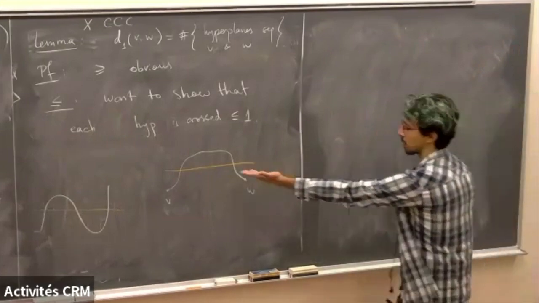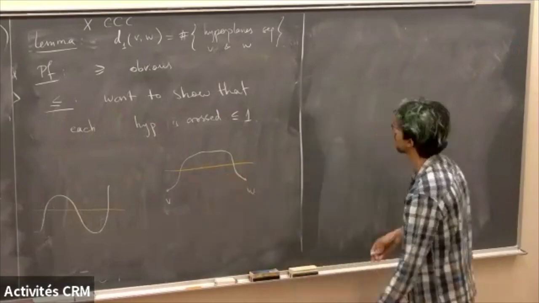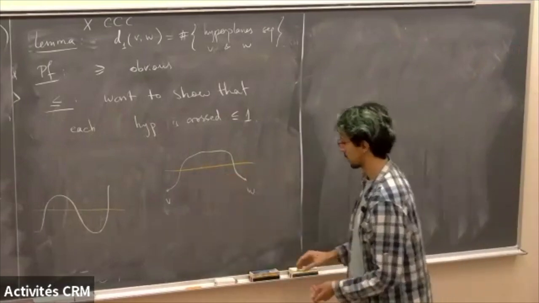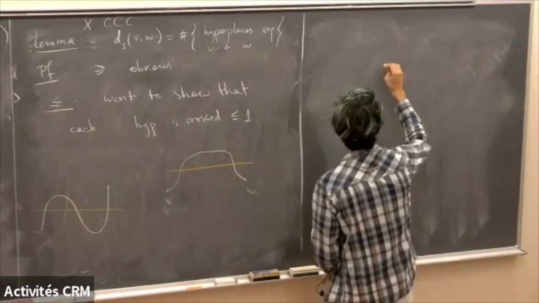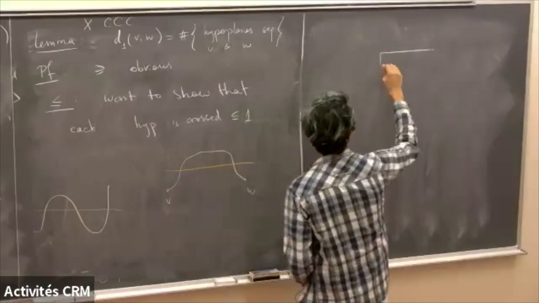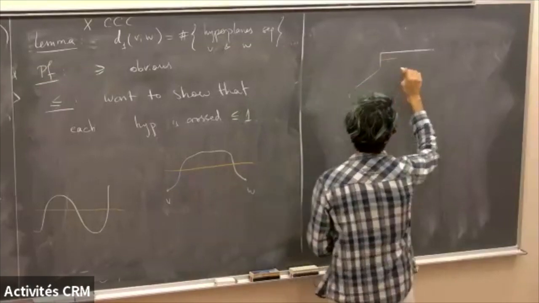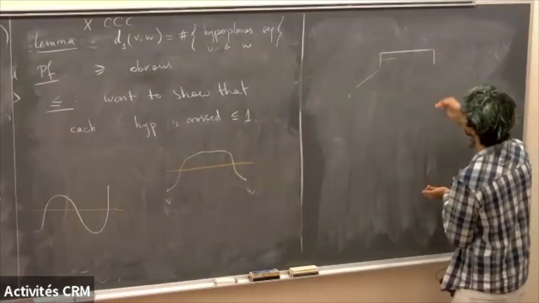Yeah, so let's assume that we're in such a situation. A hyperplane is crossed more than once. Let me actually reproduce this. So here's my hyperplane, and I cross it more than once. So here's V, and I cross it again.